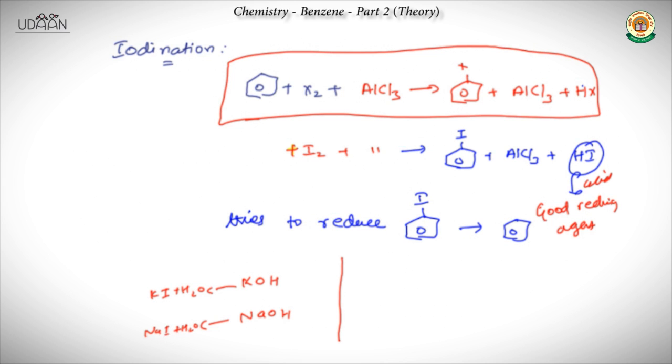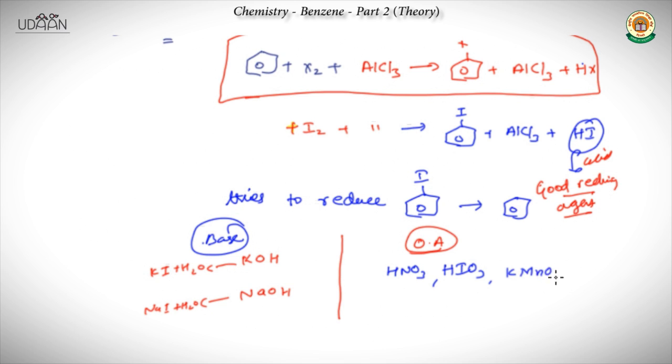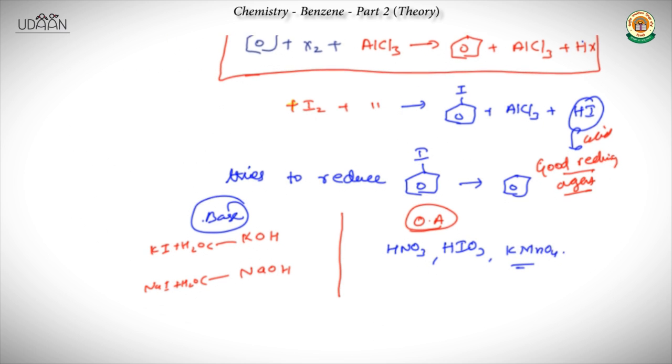Now one more thing which you can do is, since it's a good reducing agent, treat it with an oxidizing agent. In the first case, you have treated this with a base; now, oxidizing agents like HNO3. You know that HNO3, HIO3 or concentrated H2SO4 acts as an oxidizing agent, or you can even add KMnO4 under hot conditions. Now these are all strong oxidizing agents, and this converts HI to I2. Here the oxidation state is -1 and here it is 0.